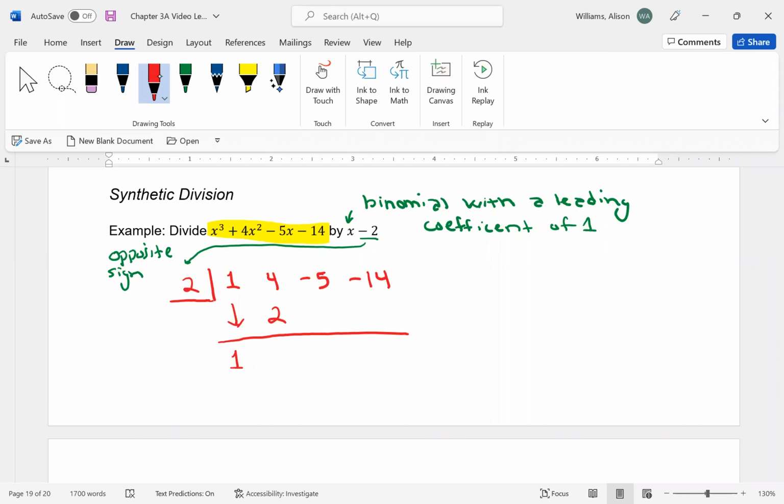And now I'm going to combine these two numbers. So 4 plus 2 is 6, and that goes below the bar. Now I'm going to take 6 and multiply it by what's in the box. So 6 times 2 is 12, and that goes under the next number. Then I combine -5 and plus 12, which is +7. Then I multiply: 7 times 2 is 14. That goes under here. Then I combine -14 and 14, which is 0. And this last number right here is the remainder.